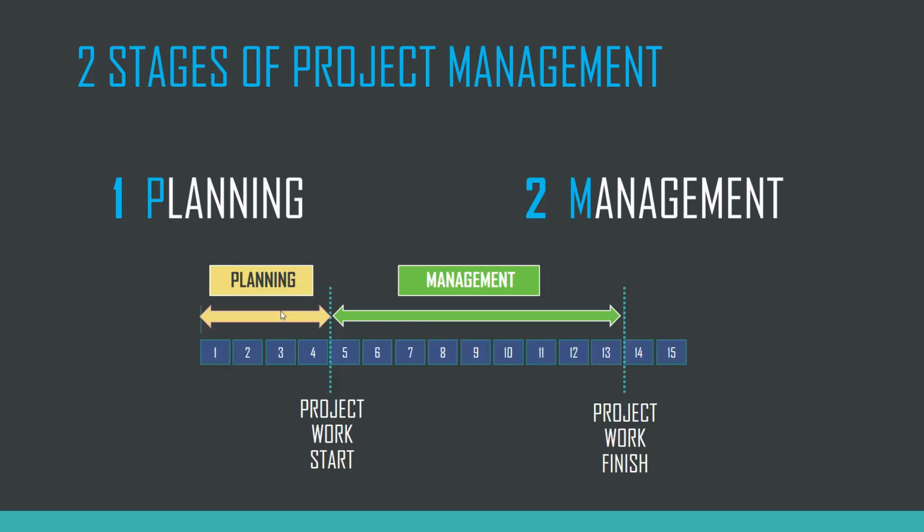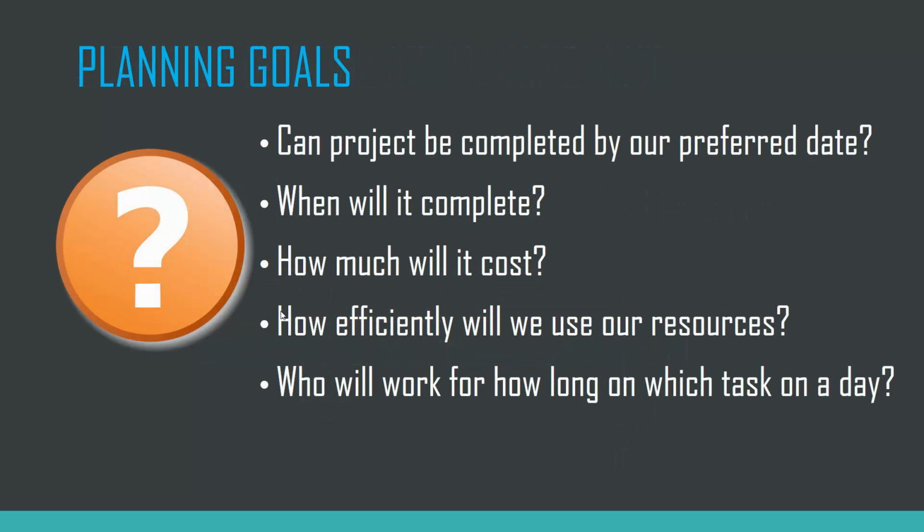During the planning stage, the goals of the project manager are: can the project be completed by our preferred date? When will it complete? How much will it cost for us? And will we be using our resources efficiently, or will they be underutilized or unutilized? In order to answer some or all of these questions, the key is to figure out the project schedule. What is a schedule? A schedule tells us who will work for how long on which task on any given day. So that is the schedule.